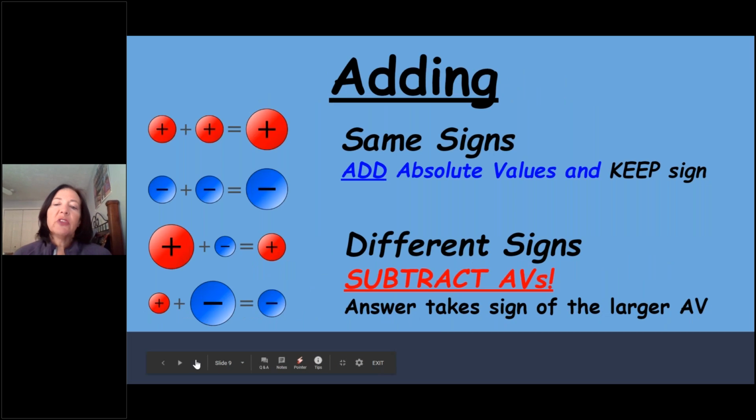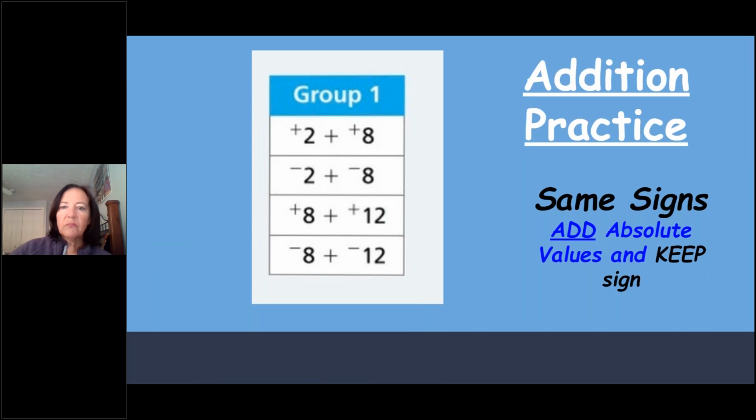the algorithms that we talked about a couple of weeks ago, I just want to review them quickly because we'll be using them today. When we are adding, if the two numbers have the same sign, we're going to add the absolute values. If the two numbers have different signs, we're going to subtract the absolute values. And the answer is going to take the sign of the greater absolute value. We're going to practice that a little bit.